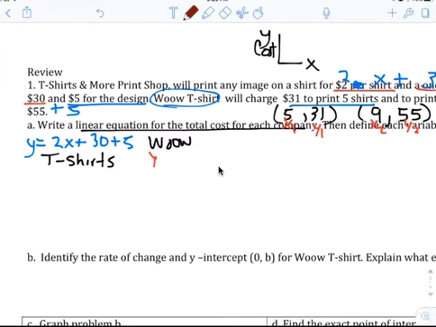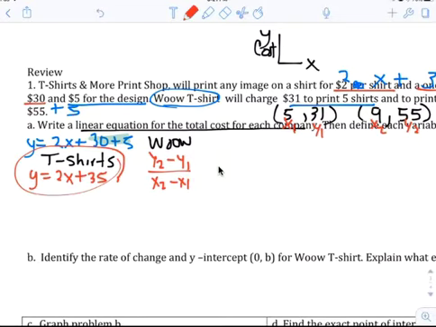So you need to find a rate of change. Here's Woo shirt. Woo shirt can be y equals 2x plus 35. Can combine these: y2 minus y1 over x2 minus x1. 55 minus 31, 9 minus 5. So you get 24 over 4, which is the rate of change for Woo: $6 for 1 t-shirt.